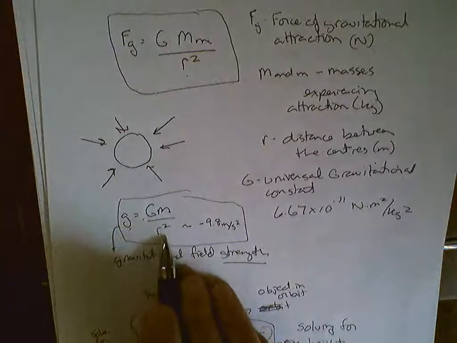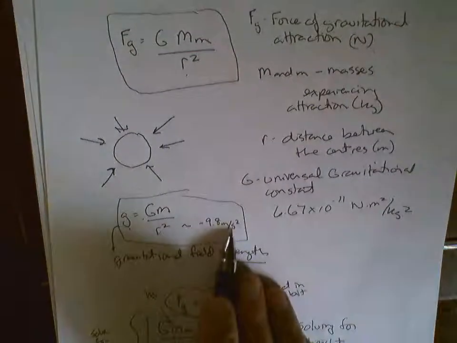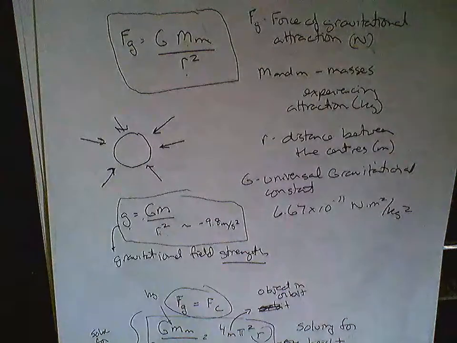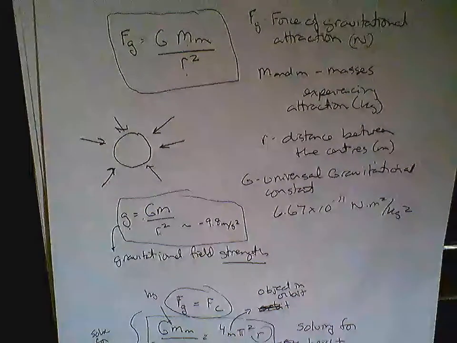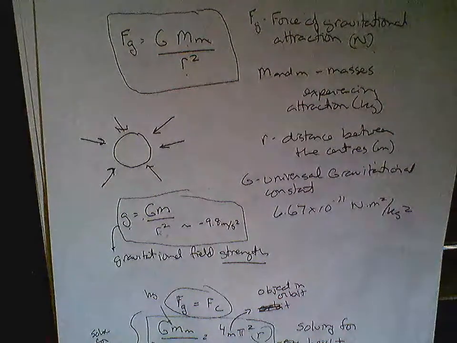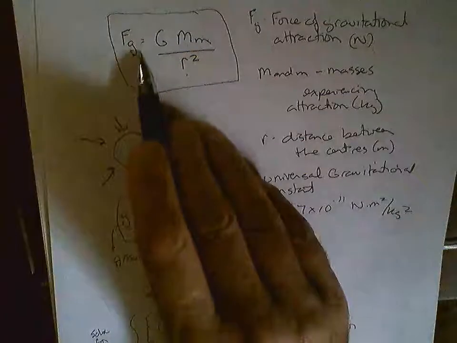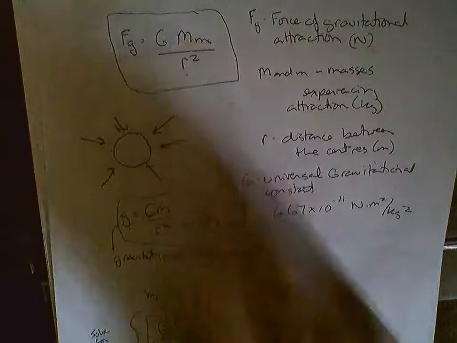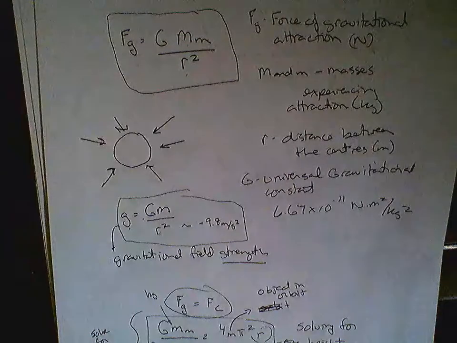Now, if we went 100 kilometers above the Earth, this number would change and go down. So a gravitational field strength is when we want to take a look at one specific thing, like the Moon or the Earth, and see what its pull is. A force is when we take two things and see how they interact on each other.